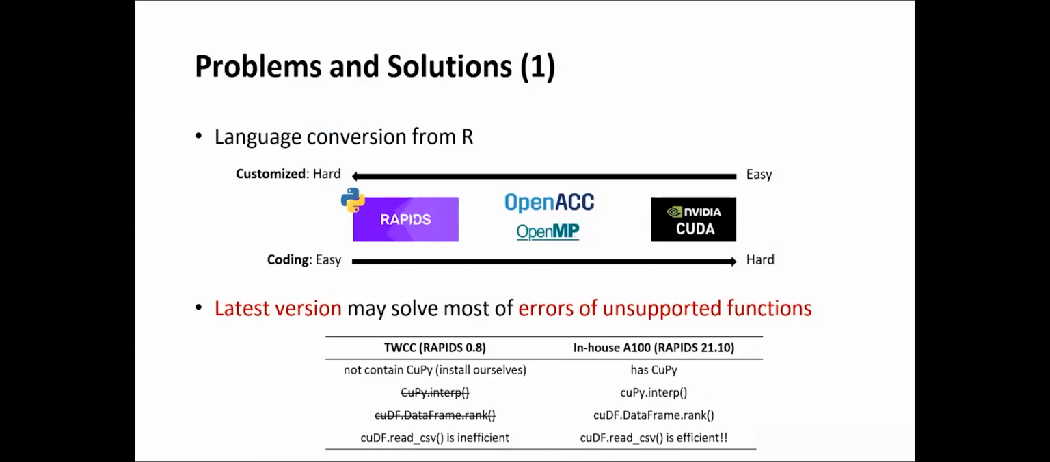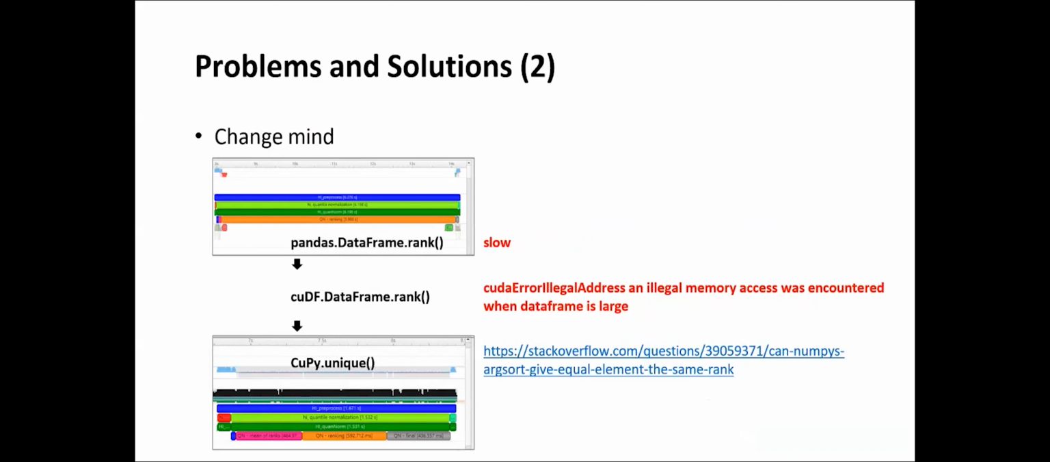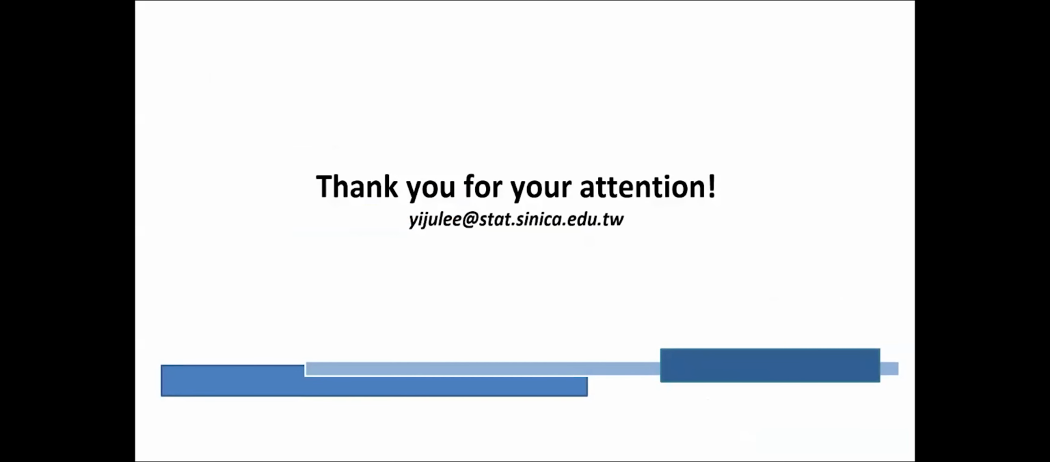And there are problems and solutions, including language conversion from R to Python to OpenACC, etc. Using the latest version may solve most of the errors from unsupported functions. And the second solution is just to change our mindset and use different toolkits. So this is my presentation.